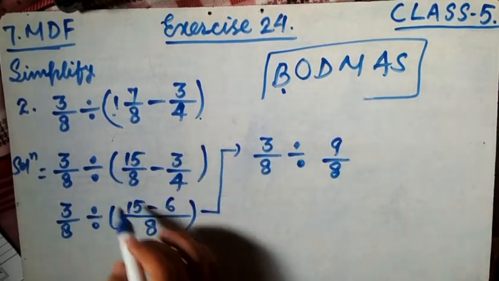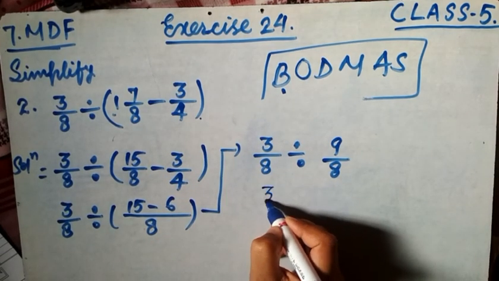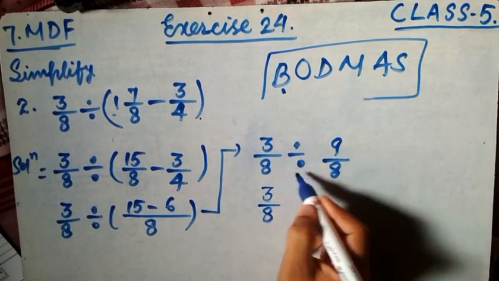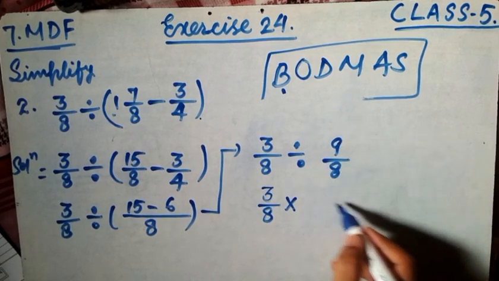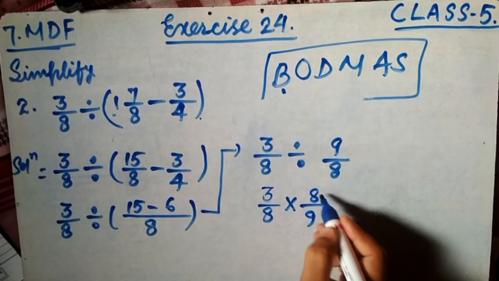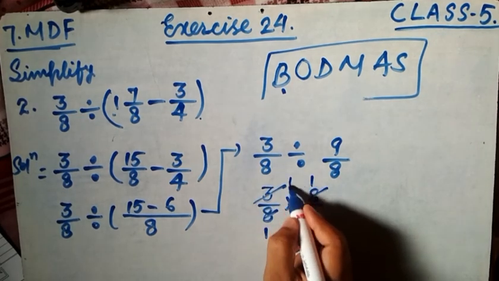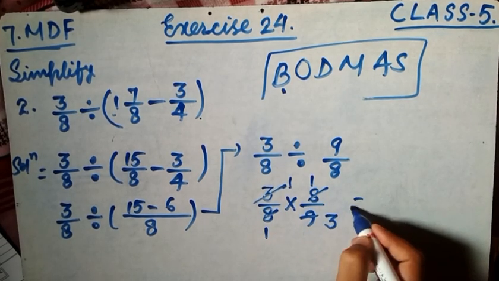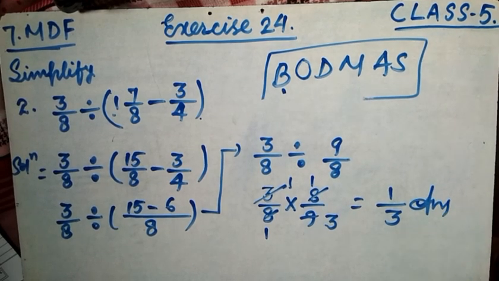Why? Because we have already done this. Now write as it is. Now change this operation to multiplication. So we have to write the multiplicative inverse. The multiplicative inverse of 9 by 8 is 8 by 9. Here 8 and 8 will get cancelled. 8 1 8, and 3 1 3, and 3 3 9. So the upper number is 1 and the lower is 3. That means 1 by 3 is your answer. I hope you will be clear.